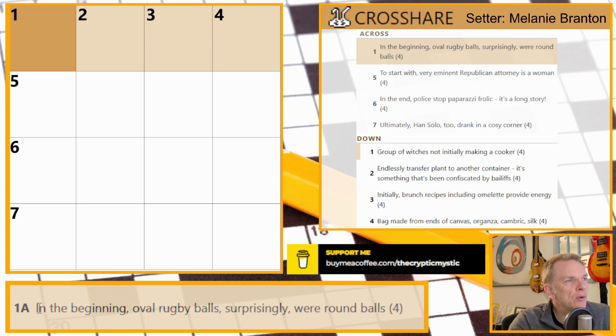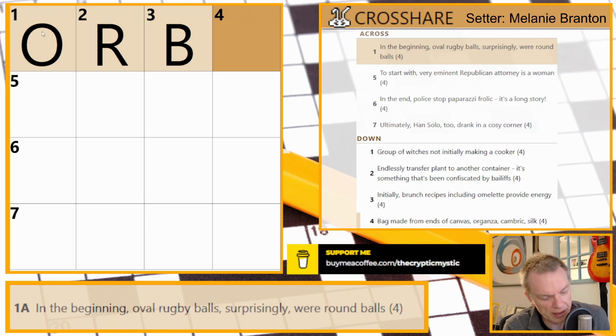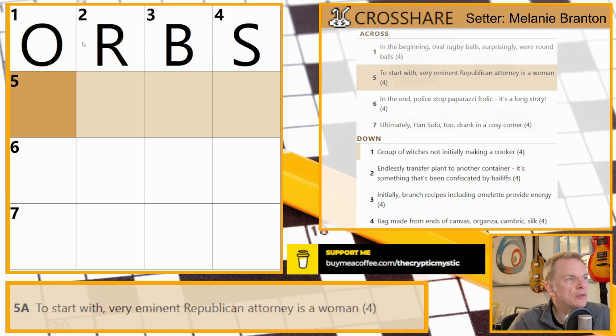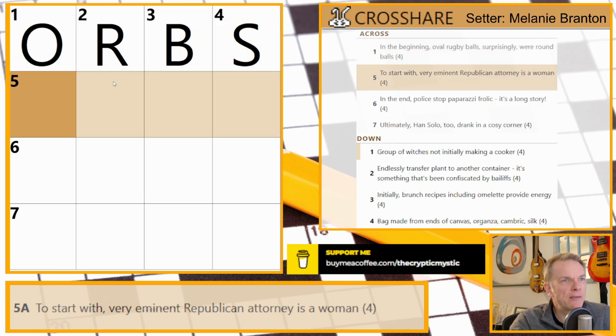So in the beginning, what are we looking at here? We're looking at the beginning letter of the following words: oval, rugby, balls, and surprisingly. If you do that, you end up with orbs. Can you see that? So there we go. That's a neat way of getting the initial letters of some of the words. We get orbs, meaning balls or round balls. See? Cool. Let's do 5 across now then.